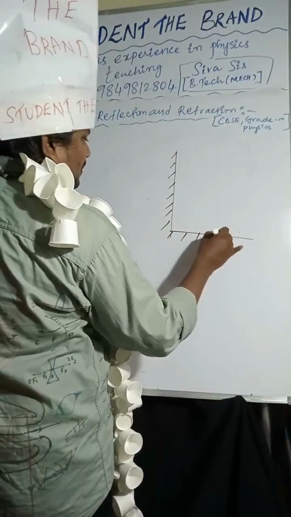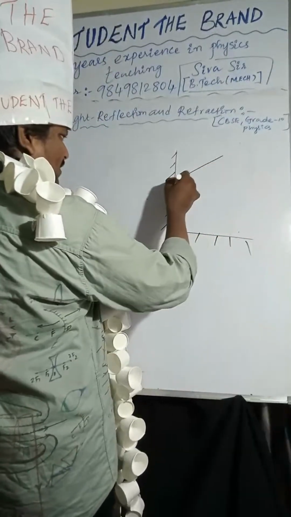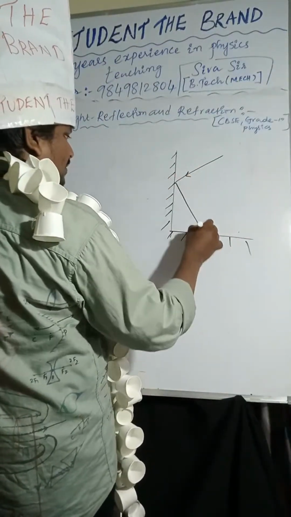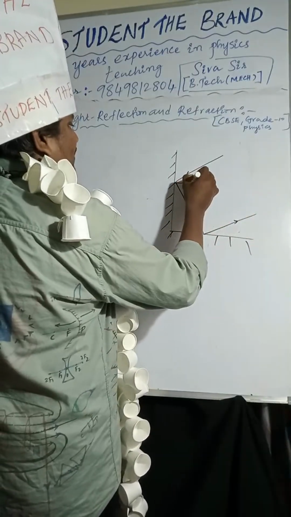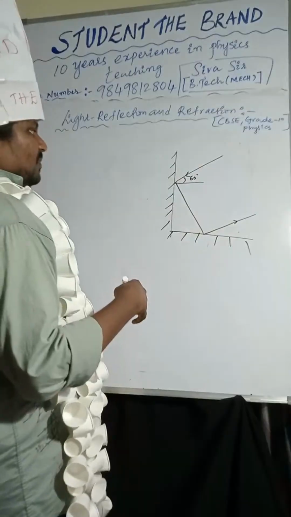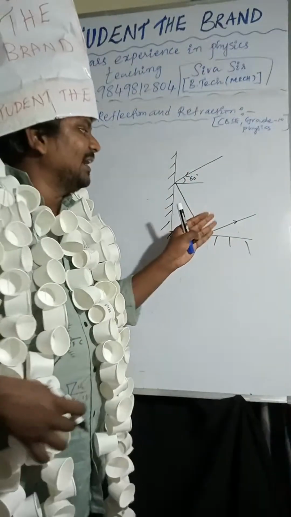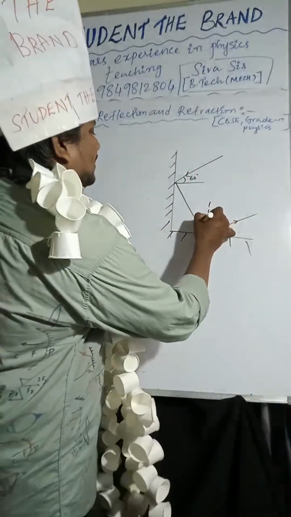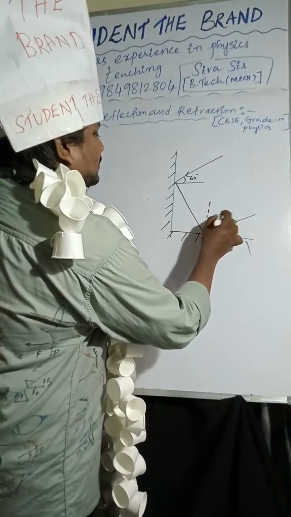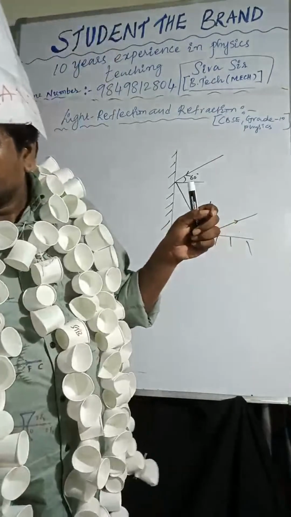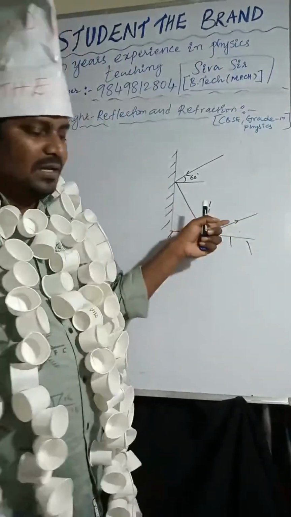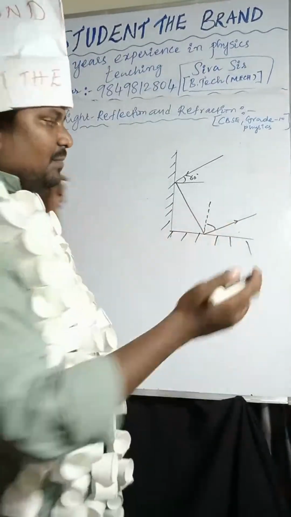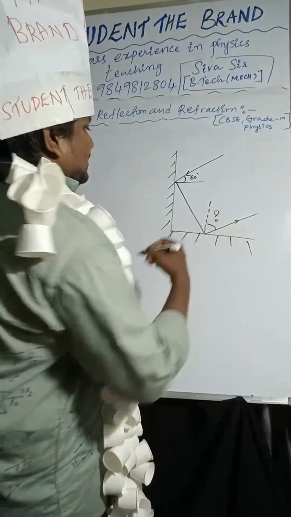Okay, and one question they have given. They will give it like this. This angle is 60 degrees. How much angle does the reflected ray make? What is the angle of reflection? Can you find out the angle of reflection, where the light ray is leaving from the mirror? This is the angle they asked.